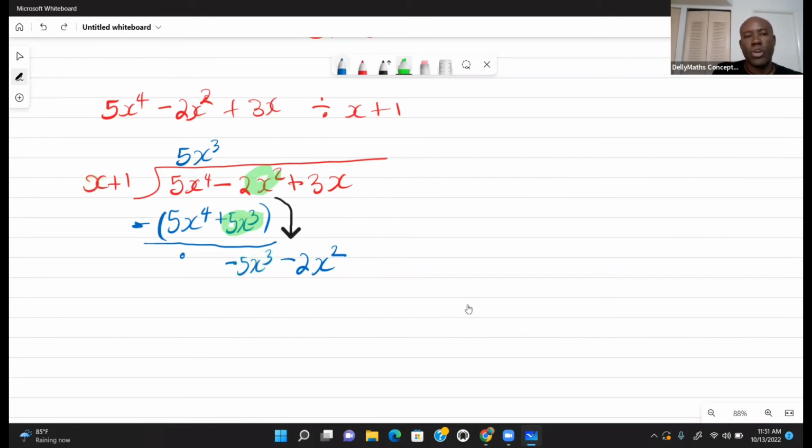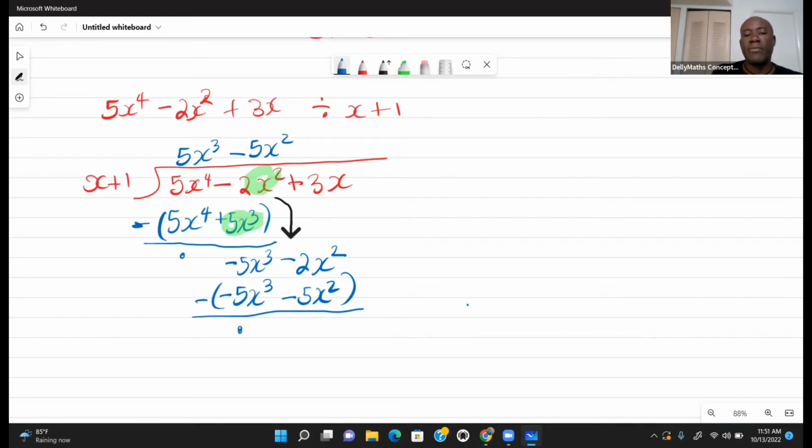Let's go. So now x into negative 5x to the third will give us negative 5x squared. Now we're going to multiply negative 5x squared times x. That's going to give me negative 5x to the third. Negative 5x squared multiplied by 1 is going to give me negative 5x squared. Then we're going to put our bracket, we're going to subtract. Negative 5x to the third minus negative 5x to the third will be a plus. So we have a 0 here.